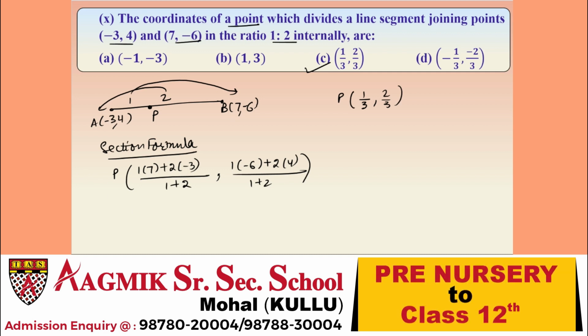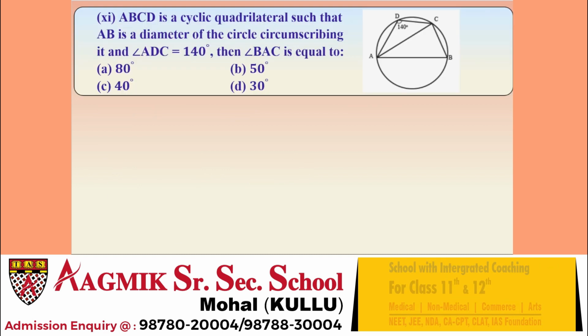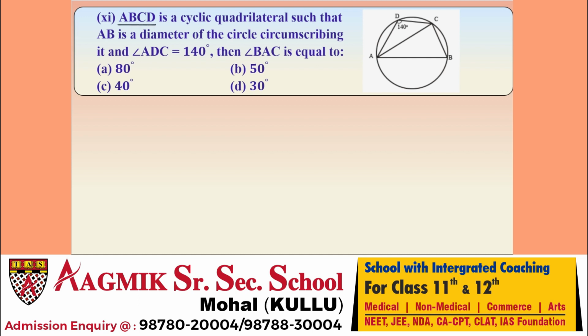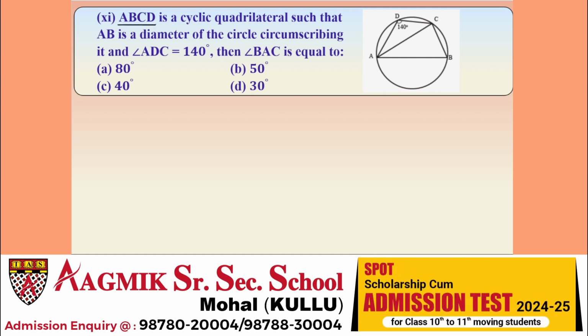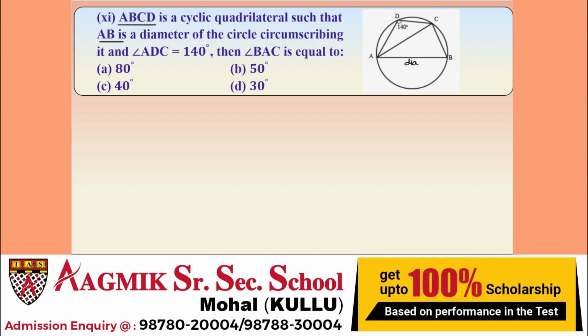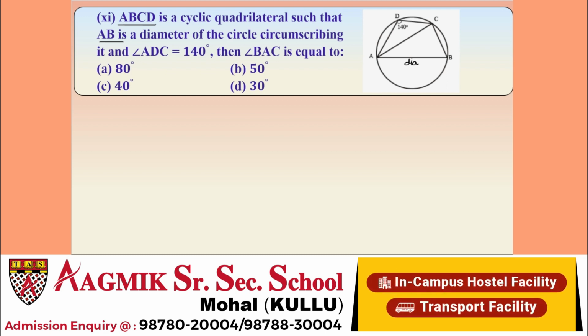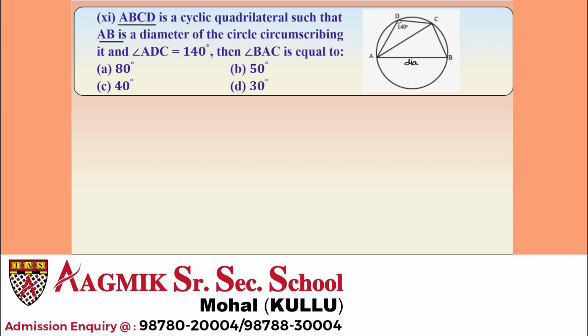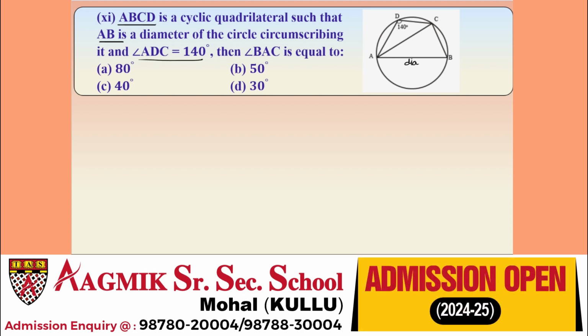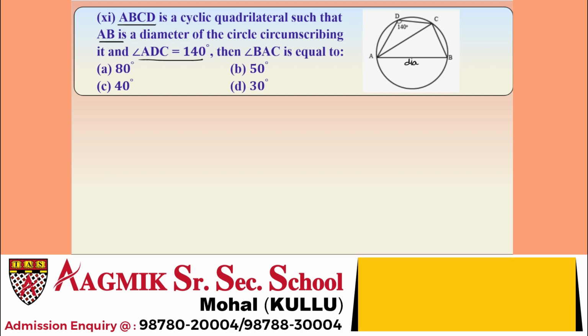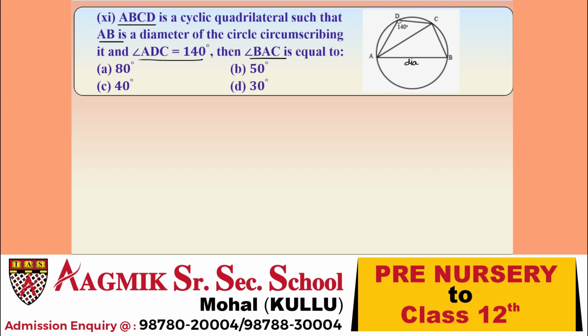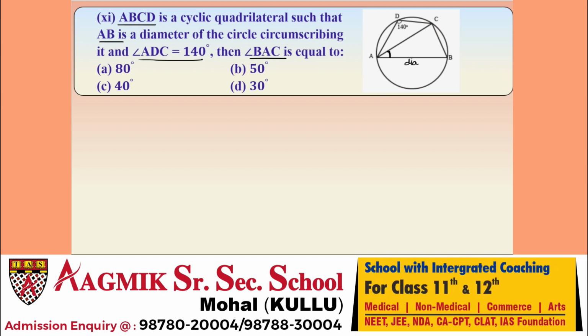Moving on, let's have a look at part 11th now. ABCD is a cyclic quadrilateral. Cyclic quadrilateral means when all the 4 vertices lie on a circle, and also you are given AB is diameter. So this is the diameter which is given of the circle circumscribing it. Circle is circumscribing means all 4 points of quadrilateral lie on circle. Also we are given angle ADC as 140. We need to obtain BAC. That means this angle is to be obtained.